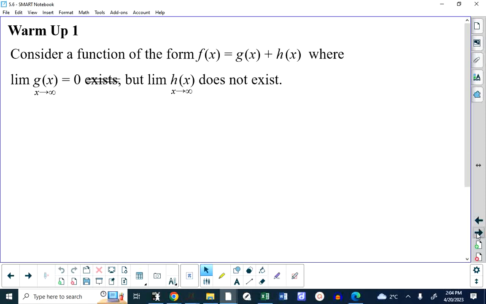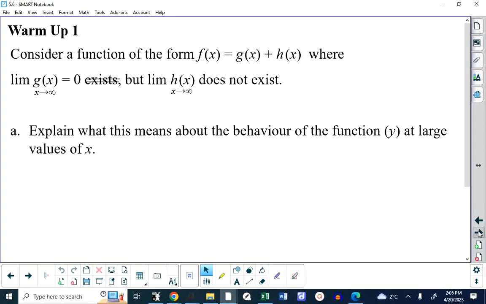By the way, your textbook teaches this in a very different way, and I've never been able to wrap my head around that way. So this is my take on slant asymptotes. Explain what this means about the behavior of the function f of x at large values of x.